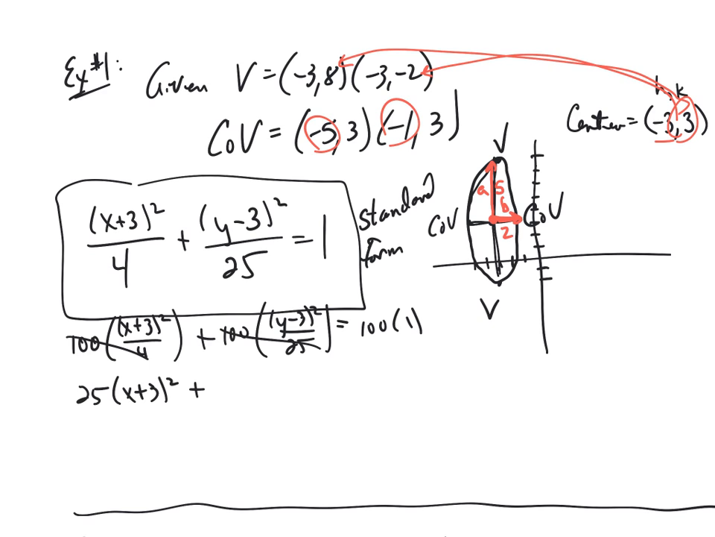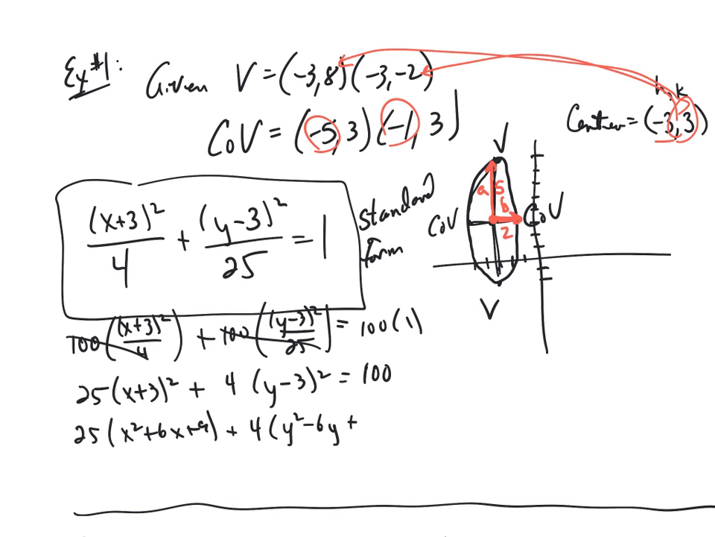The 100 and the 25 are going to cancel, leave me with a 4. And 100 times 1 is just 100. And then if you guys will FOIL, x plus 3 squared is going to be x squared plus 6x plus 9. FOIL y minus 3: y minus 3 squared is y squared minus 6y plus 9.